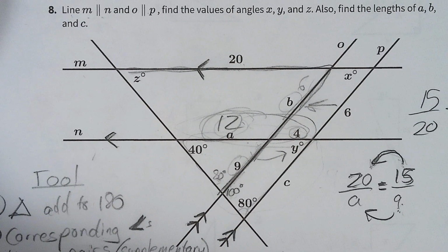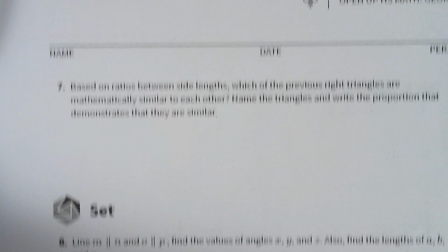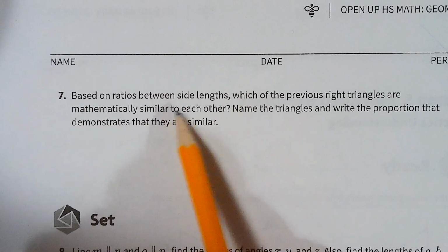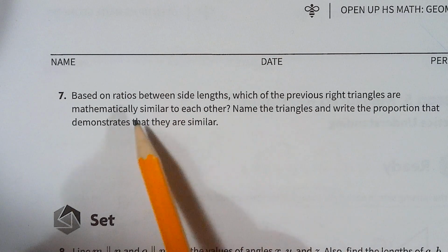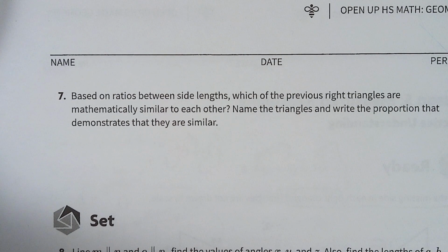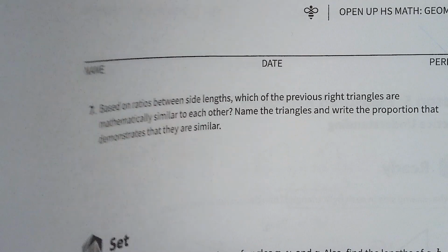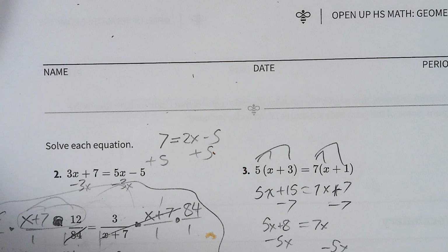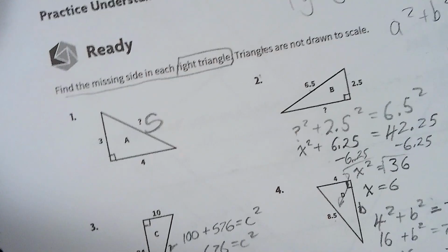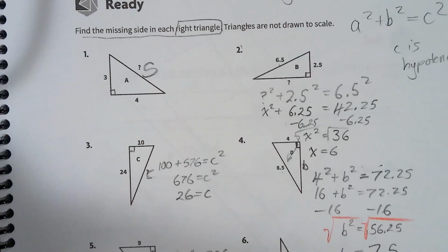Ooh, oh boy, what the heck's going on here? Let's just do this real quick. Based on ratios between side lengths, which of the previous right triangles are mathematically similar to each other? Oh man. Name the triangles. I'm gonna do it on here. Zoom out just a little.